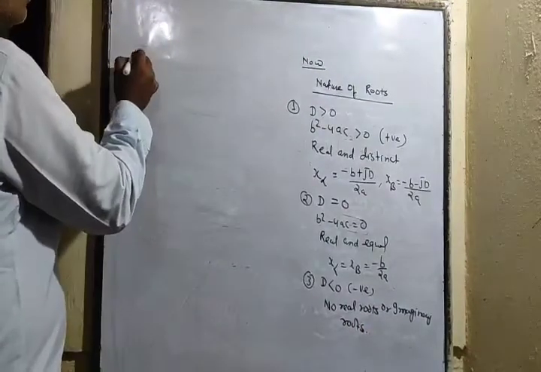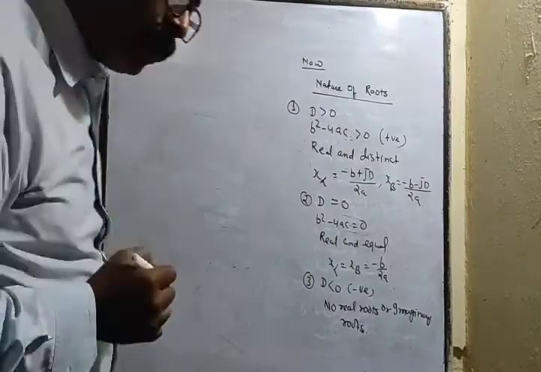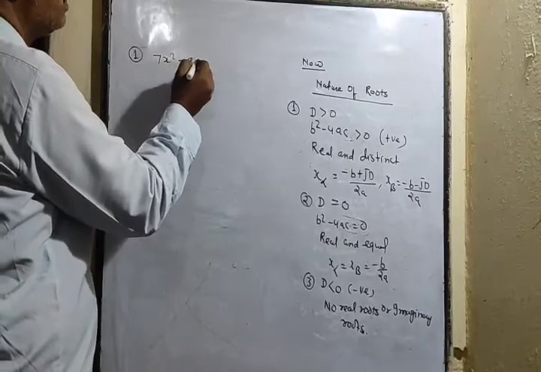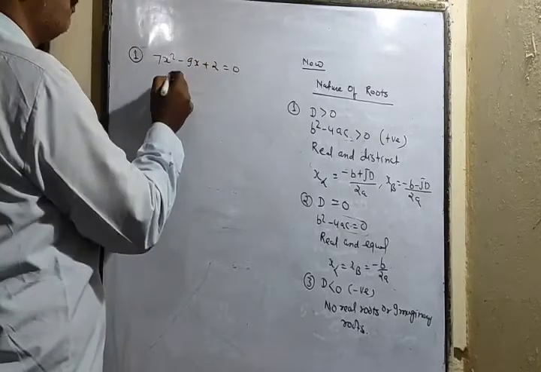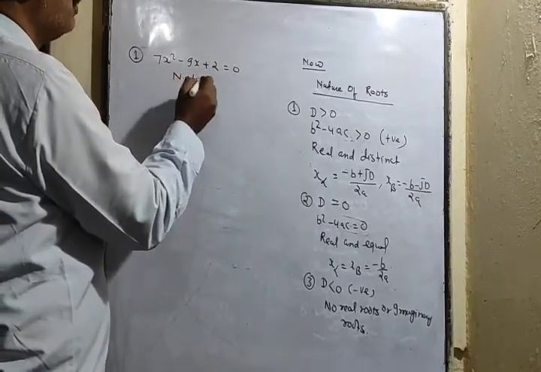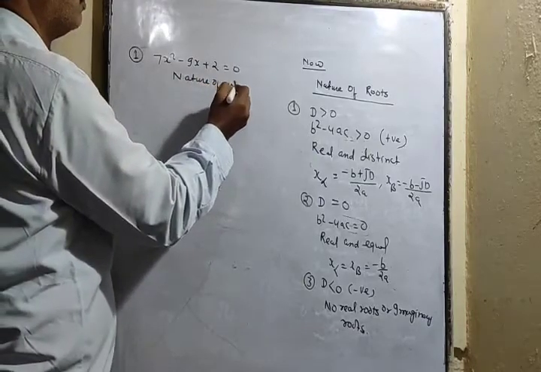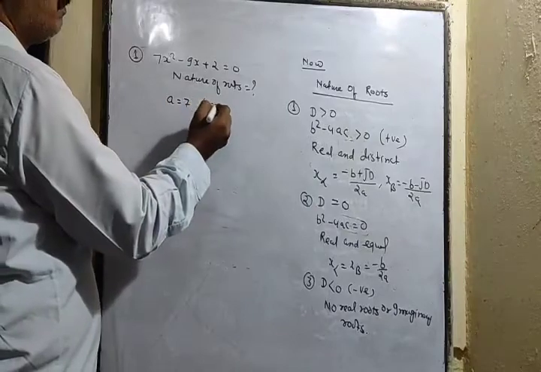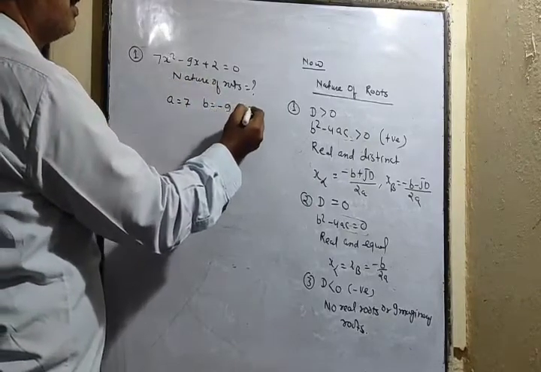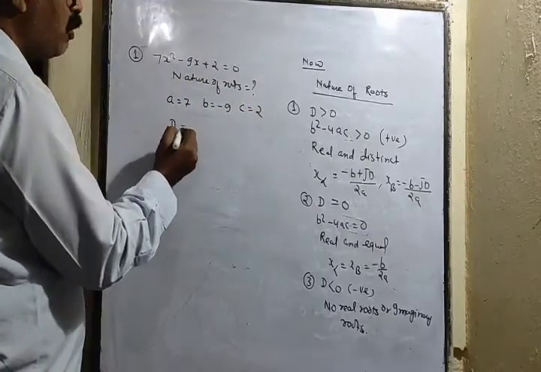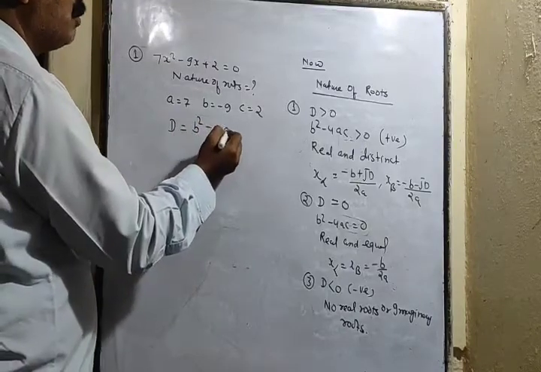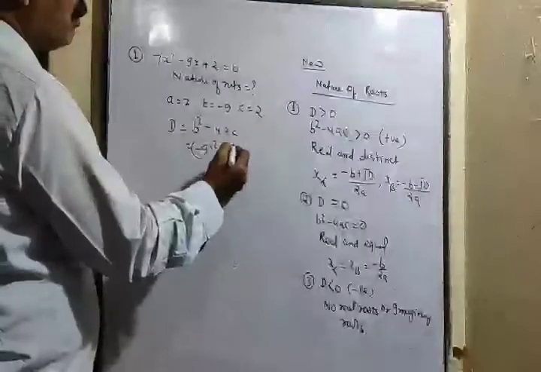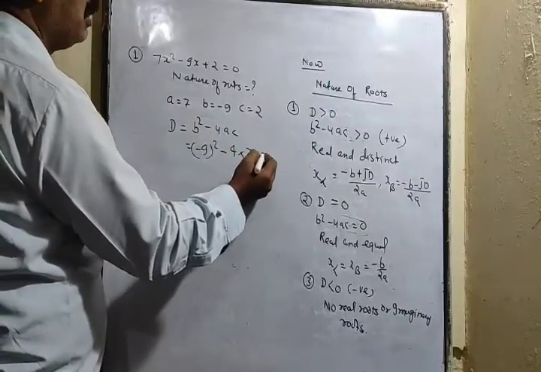Like question number 1 we are discussing, given in the book: 7x square minus 9x plus 2 is equal to 0, and you have to find the nature of the roots in this case. So we'll write a is equal to 7, b is equal to minus 9 and c is equal to 2, and we'll calculate the value of D, which is b square minus 4ac. We'll put the value: minus 9 whole square minus 4 into a is 7 and c is 2.